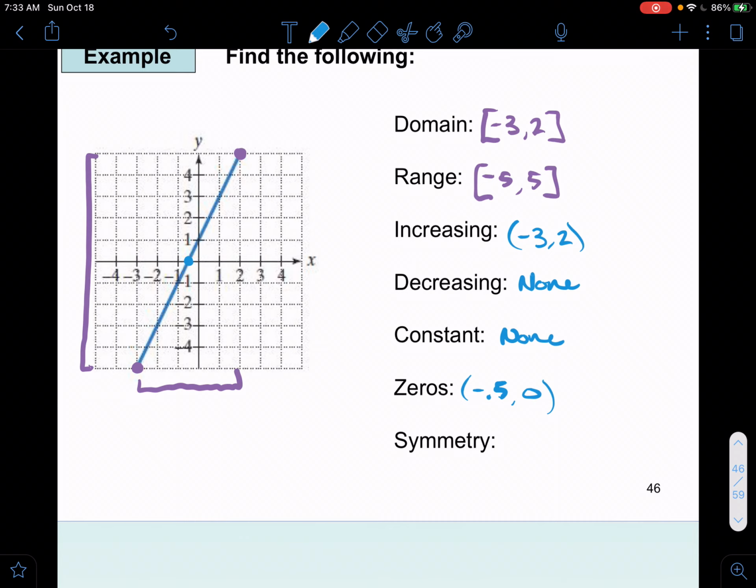And then for symmetry, looking at this thing for symmetry, if I actually were to rotate this down, it actually would land right here and follow this. So it doesn't land cleanly on it, right, because it is rotating about 0. So since it doesn't land cleanly on it, we would say that this does not have symmetry, so none.